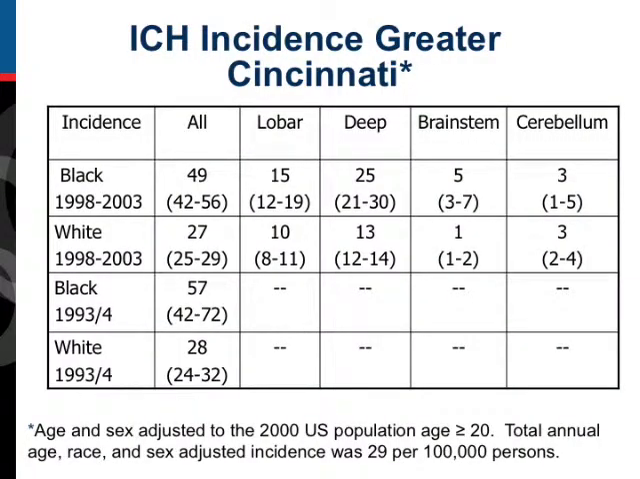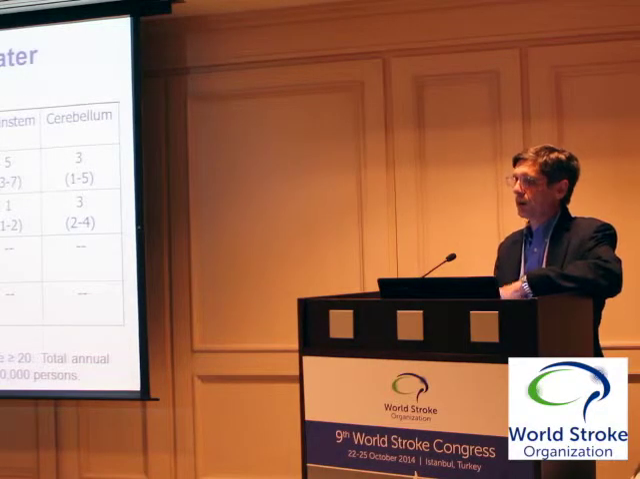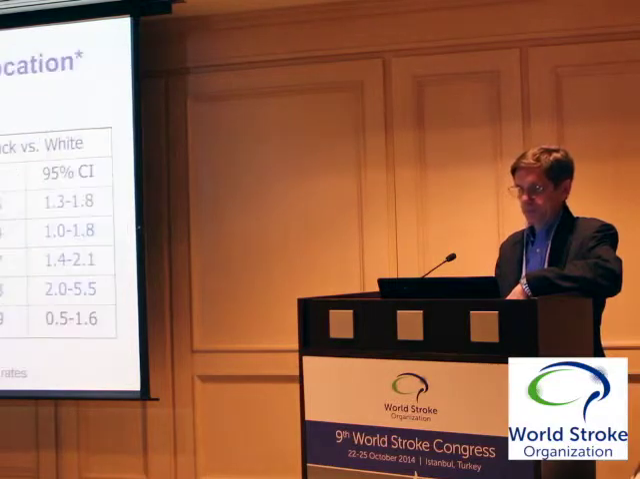We also look at the incidence rates of the different types, and we can see that deep is the most common, and lobar is next, but it would be hard to get enough cases for brainstem and cerebellum to do a separate analysis of those types of hemorrhages.